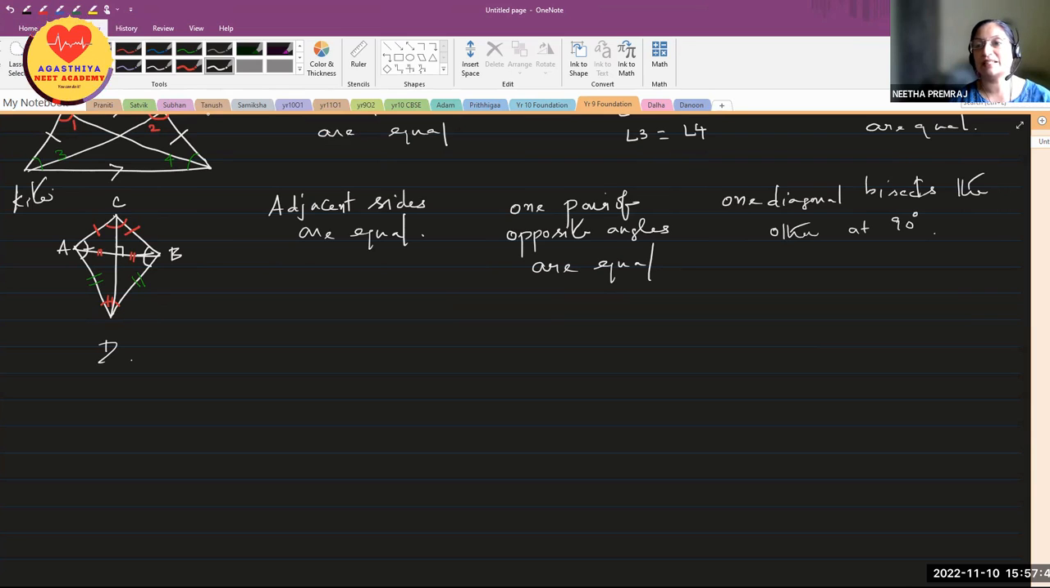You got clear, guys? Only one diagonal bisects the other diagonal at 90 degree. Got clear? Copy down. We'll move to sums.